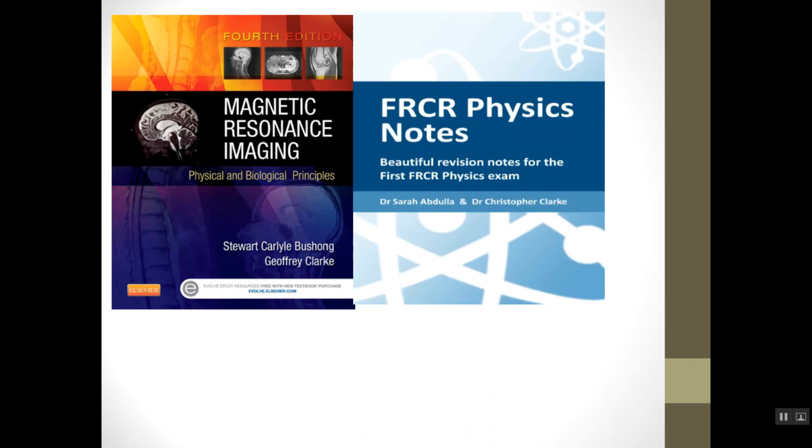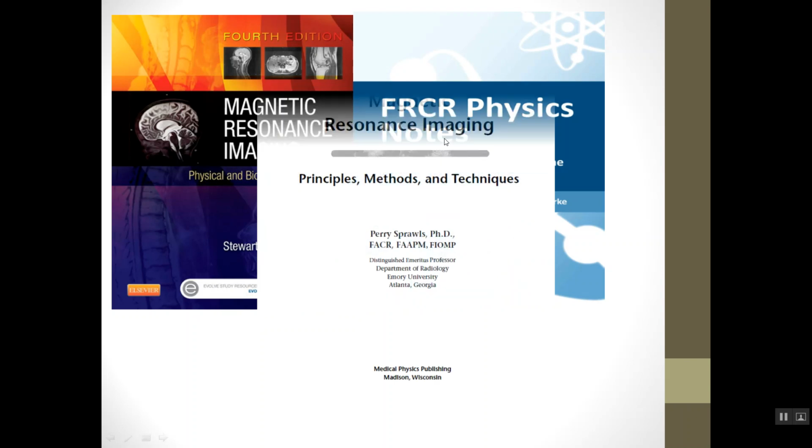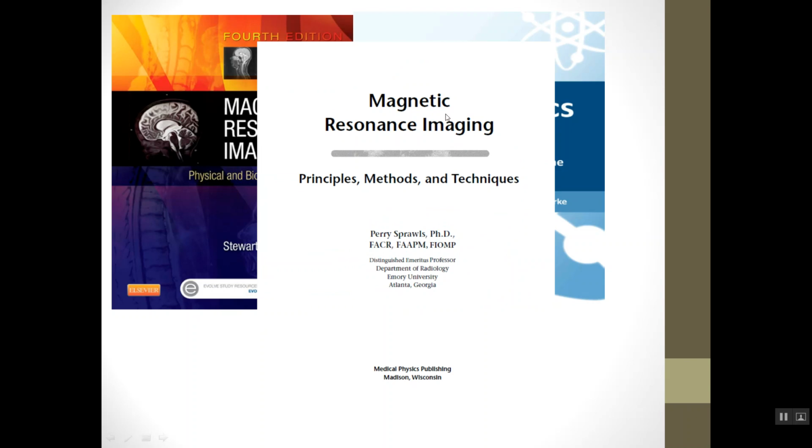But at first, I want to inform you of the reference books. You can read them easily, and you can download them from the internet, like the Magnetic Resonance Imaging Physical and Biological Principles book, or FRCR Physics Notes. Simple notes. You can use them if you are a doctor. If you want a lot of details, you can read the book Magnetic Resonance Imaging: Physical and Biological Principles by Stewart. And for myself, I prefer to read Sprawls, a book about magnetic resonance imaging principles, methods, and techniques.